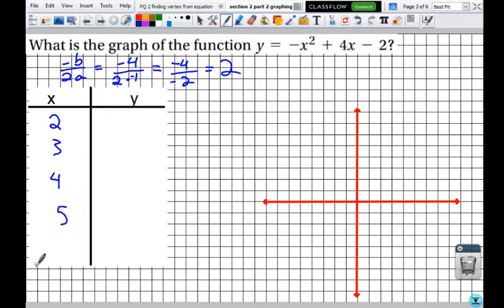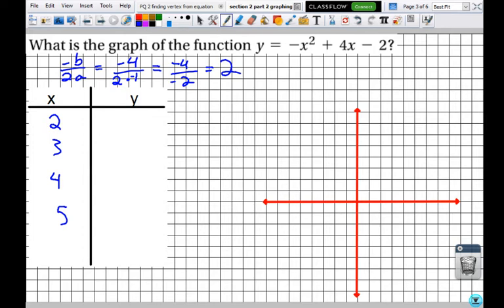Then we go back into Desmos and plug in the equation to get the second half of our table, for our y's. So it's negative x squared plus 4x minus 2. Right? Yeah.